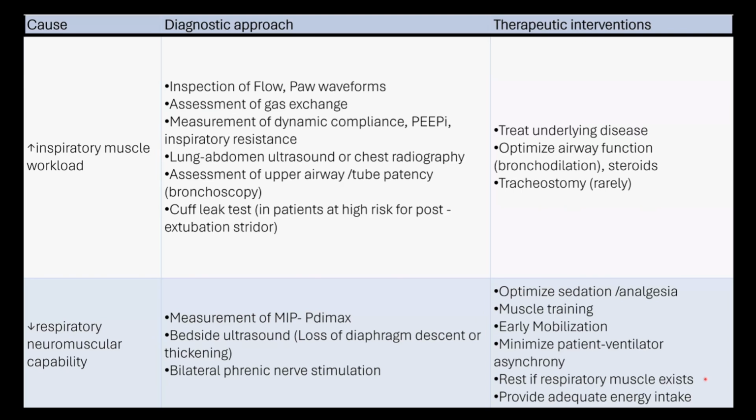Rest, if respiratory muscle fatigue exists, by your assessment as well. So if you put someone on PSV, pressure support, say you put them on pressure support of 10, and they're breathing at a rate of 30, 35, they will eventually get fatigued. So that's not training for them. That's just running a marathon for them. So they may not be ready yet.